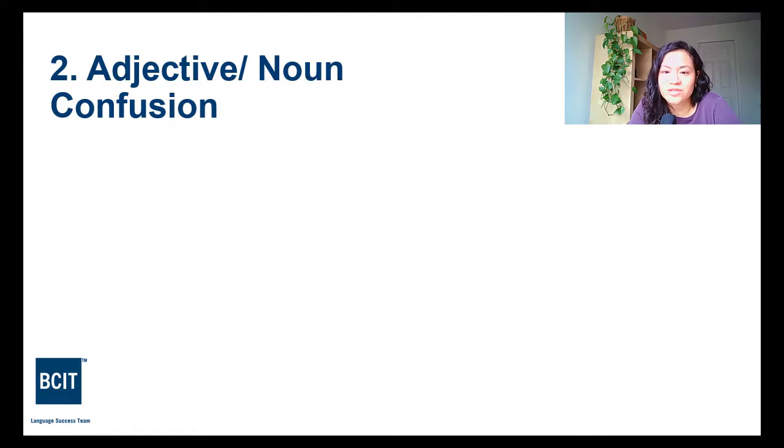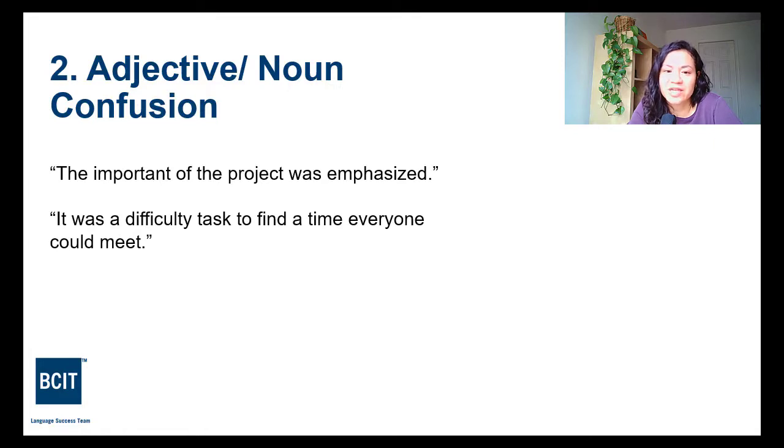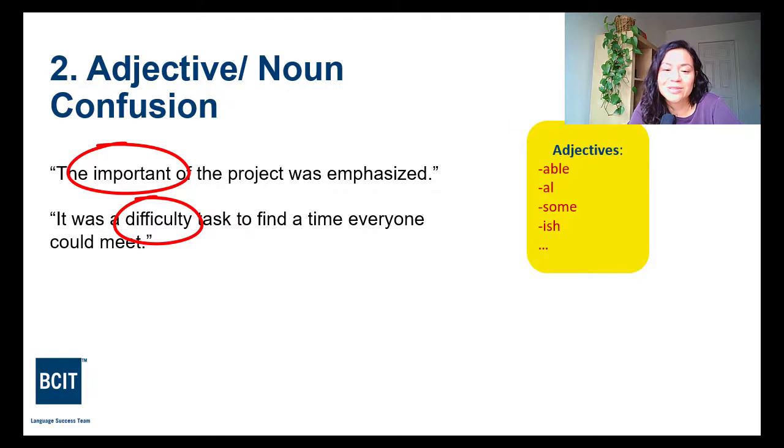Adjective and noun confusion. Find the errors in these sentences. The importance of the project was emphasized. It was a difficulty task to find a time everyone could meet. Could you find them? The writer has confused the adjective and noun forms. Because difficult and difficulty and important and importance are so similar, it's easy to confuse the forms, and these forms are very commonly confused. Again, another reason to really focus on suffixes when learning words. Can you name some other common adjective endings? Able, ful, some, and ish.